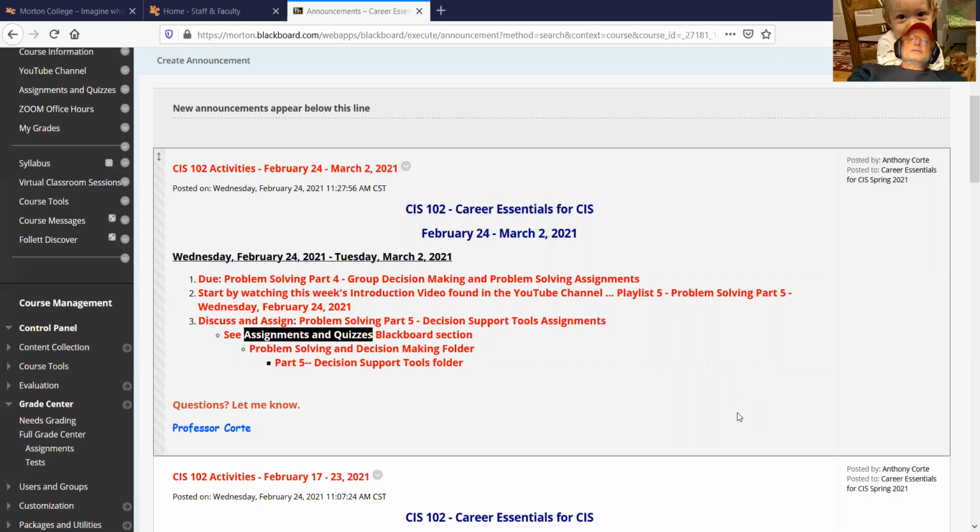Now, due yesterday at 11:59 p.m. was the problem solving part four, group decision making and problem solving. I will be looking at those in the next day or two and putting your points in. Your grade books are up to date, so make sure that you do have points. If you have a zero, don't delay. Get your assignments in, so we get your points on those.